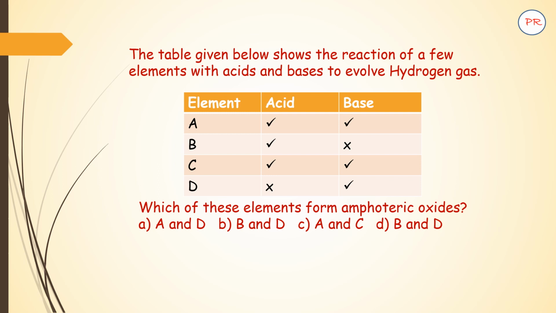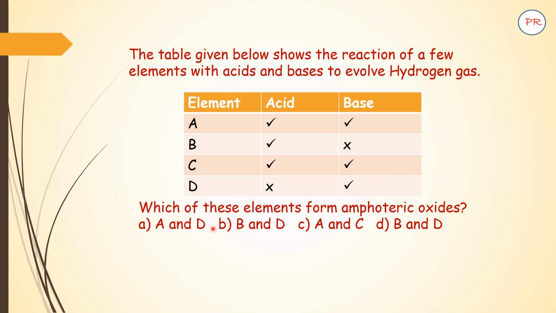The table given below shows the reaction of a few elements with acid and bases to evolve hydrogen gas. Here you can see there are four elements A, B, C, D with acid and base. See A, with acid as well as base, it will produce the hydrogen gas. B, with acid it will produce hydrogen, but with base it will not. With C, acid it will produce. D will not produce hydrogen gas in acid, but with base it will produce.